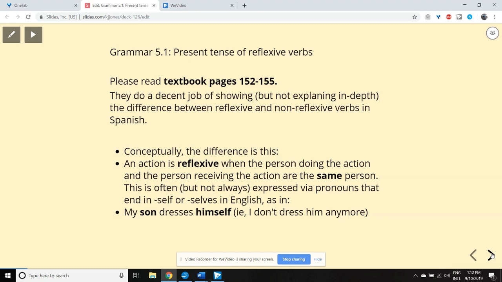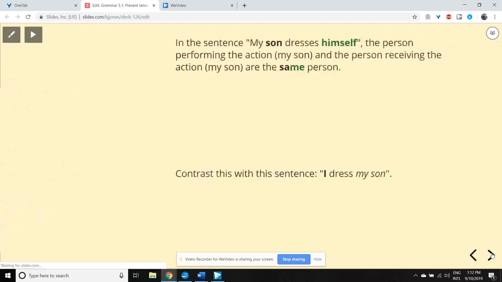And of course, that's being contrasted with, I don't dress him anymore, right? Or another example, do you usually make yourself dinner? Are you the person who does the action and the person who receives the action, right? This is reflexive. Or non-reflexive contrast, is it that somebody else makes dinner for you, right? In that case, the person performing the action, making the dinner, someone else, and the person receiving the action, you, would be two different people. And that action would be non-reflexive. We're going to look at this a lot more.